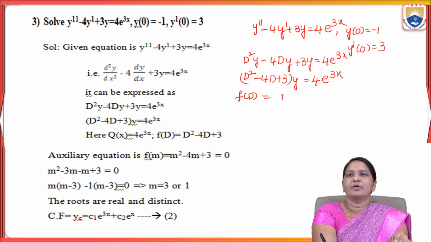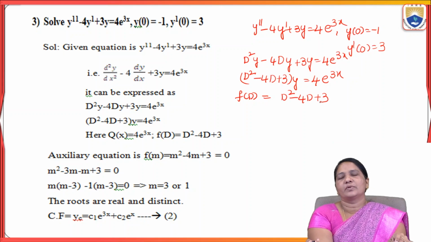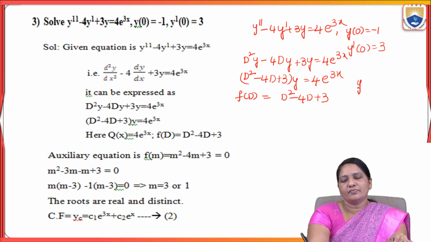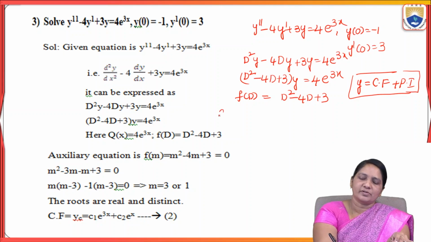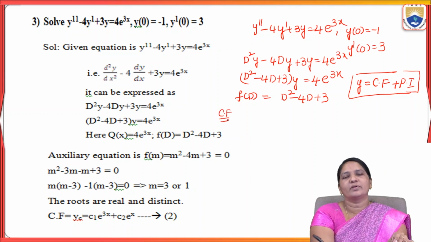So f of D equal to D squared minus 4D plus 3. So what is the general solution for this? General solution is complementary function plus particular integral. From this, first I am going to calculate the complementary function. So how to calculate the complementary function?